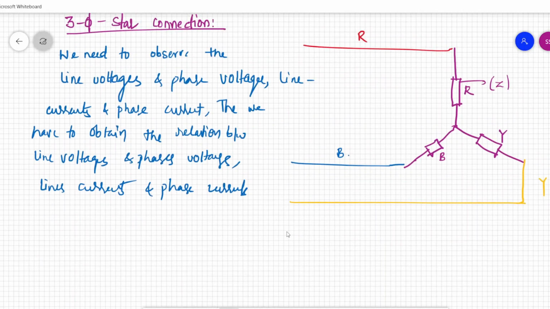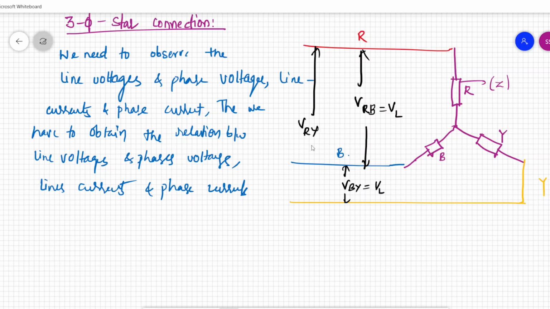Here I am indicating the line voltages with black color. This is VRB, nothing but this is line voltage because it is the voltage between two lines R and B. Similarly, we can also get the line voltage VBY, which is also line voltage. Then we can also get the voltage between this R and Y, VRY. This is the voltage between this R and Y phases, which is also line voltage. So we are getting three line voltages here.